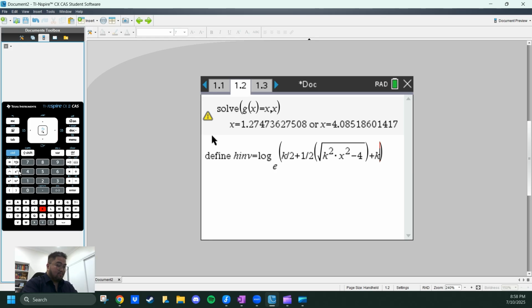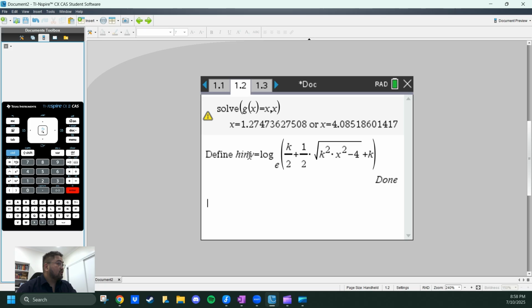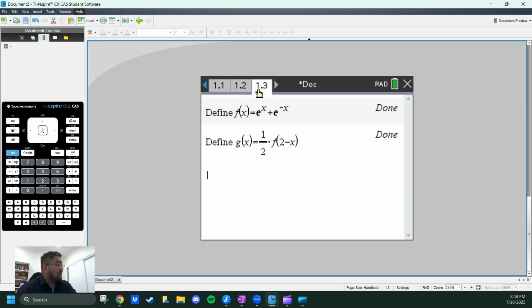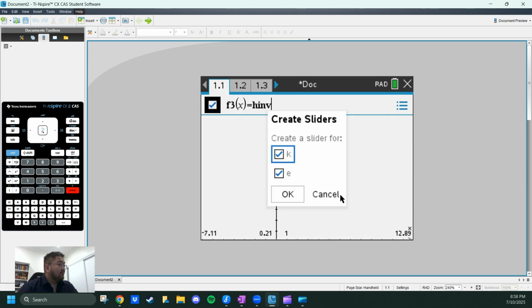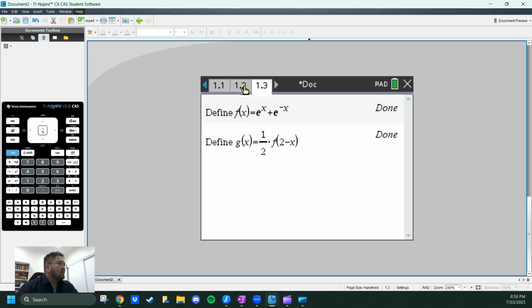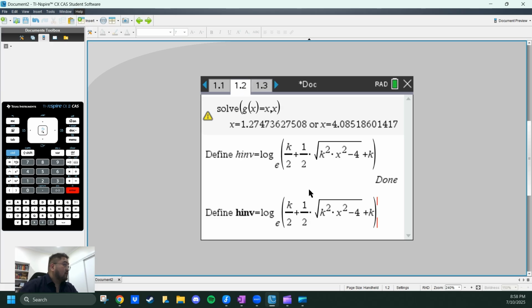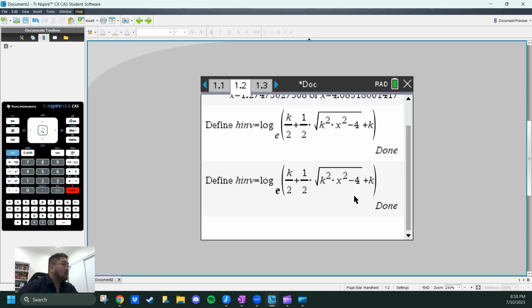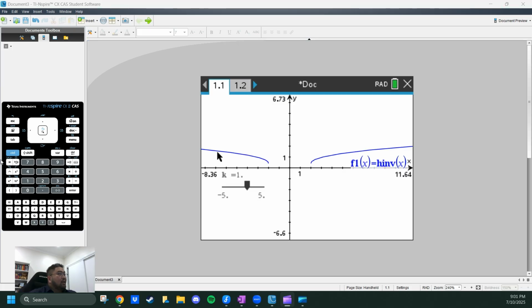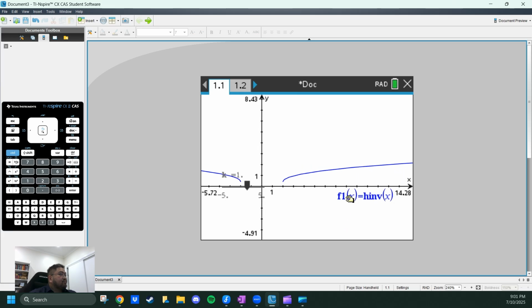And it's going to ask me to potentially make a slider. In this case, it hasn't asked me to make a slider because we're not on the graphing page. But we're going to sketch h inverse in this case, and it'll ask me to make a slider for both k and e. Those of you that know what's going on, I should have used the value e. And we'll go, and this graph here comes up. So we've got the inverse all sorted out.